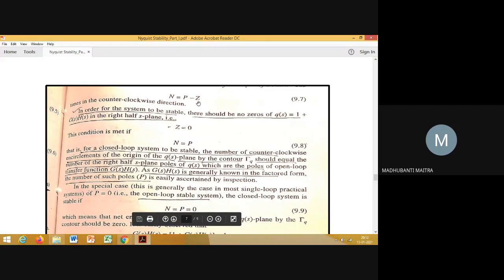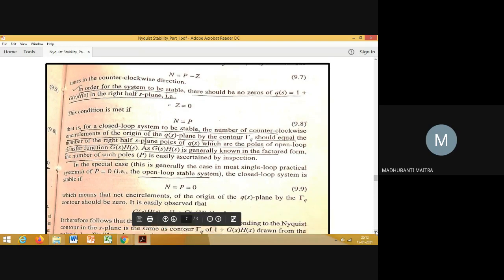Now, we know for the system to be stable, Z should be equal to 0. If the open loop system is stable, then P is equal to 0, right? So, for a system to be stable, N should be 0. Let me read out: in order for the system to be stable, there should be no zeros of QS, that is 1 plus GSHs, in the right half of the S plane. That is, Z should be equal to 0. This condition is satisfied if N is equal to P, as for the system to be stable, Z should be equal to 0.